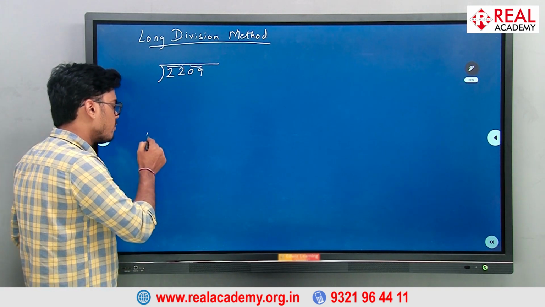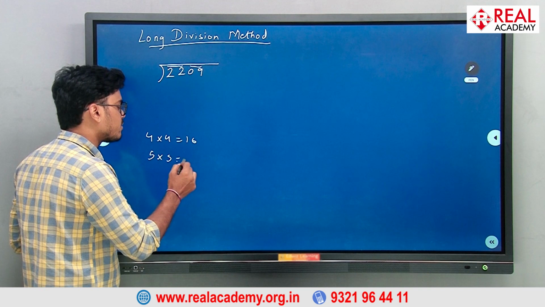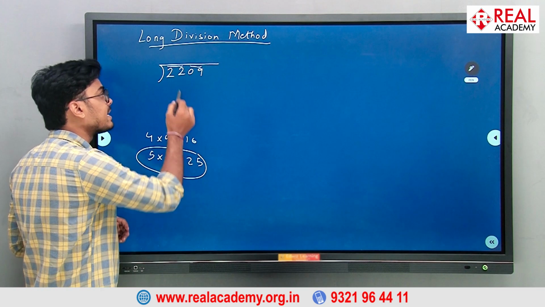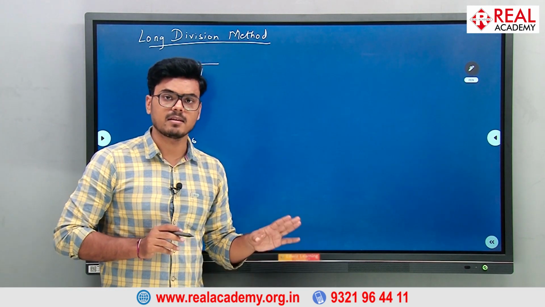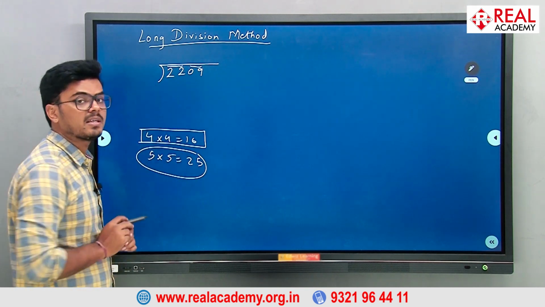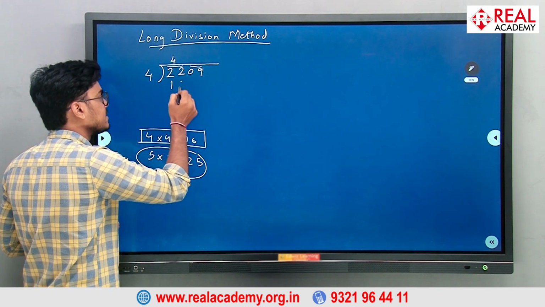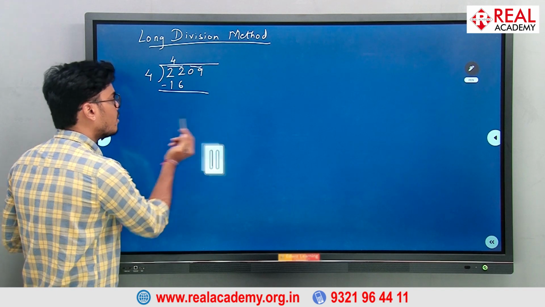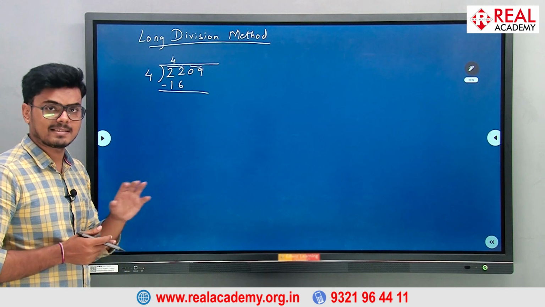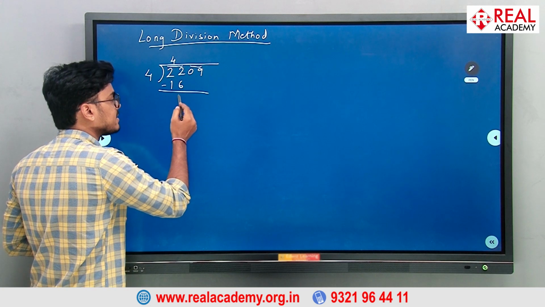Now if you observe, 4 into 4 is 16, correct? And 5 into 5 is 25. So 25 is a perfect square which is greater than 22, so we cannot consider it here. The perfect square that is just less than 22 is 16. So we'll write here 4 4s are 16. This is the first step. You have to find the perfect square which is the nearest to 22 or less than 22. Now 4 4s are 16, subtract this, the answer is 6.